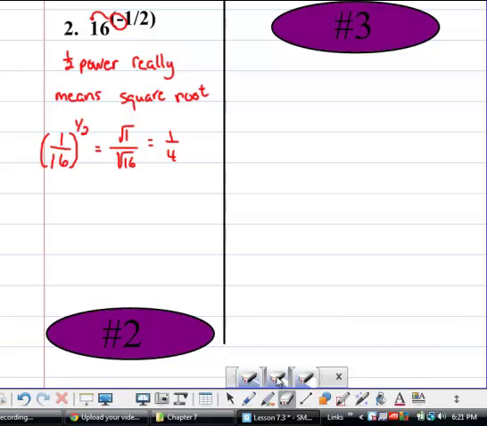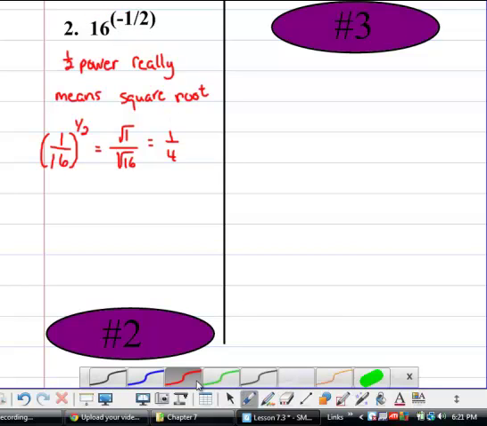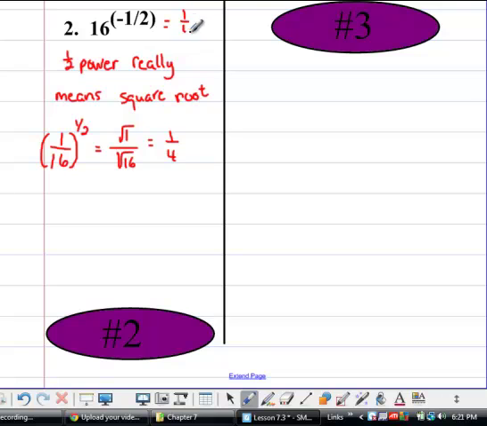16 to the negative half is 1/4. Now you can look at this a lot of different ways. That's one way to do it. Another way to do it, 16 to the negative 1/2. Well, I can do 16 to the 1/2 power, which is 4, and then raise that to the negative 1, which is 1/4. So it doesn't matter. Here, I did the negative first, and then took the square root. Here, I did the square root first, and then I took the negative.